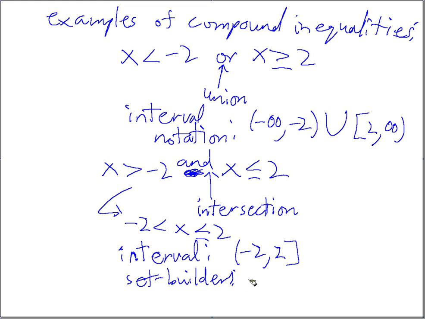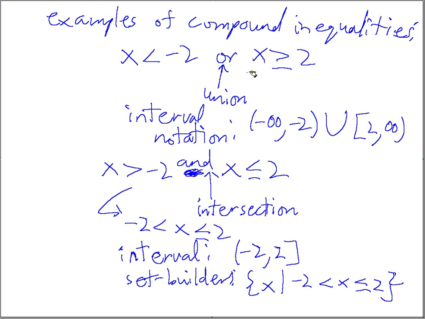For set builder, it will be: the set of all real numbers x such that -2 is less than x, less than or equal to 2. That's set builder notation. So, nothing new really, right?